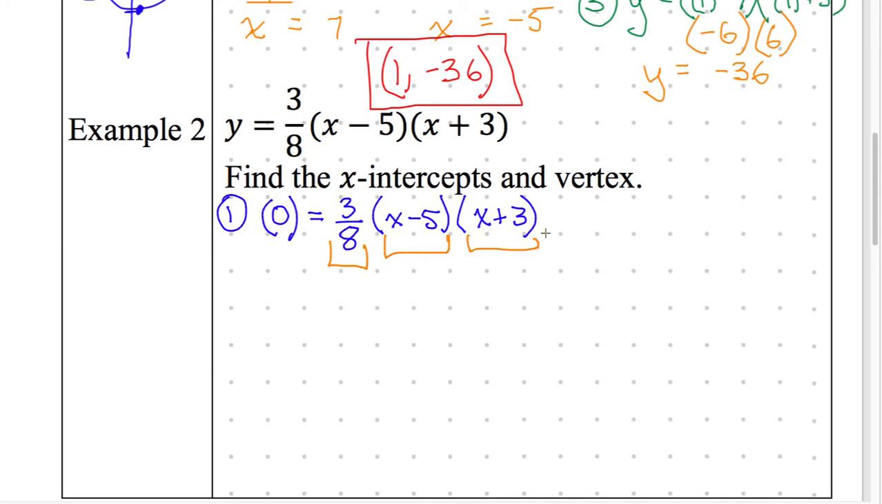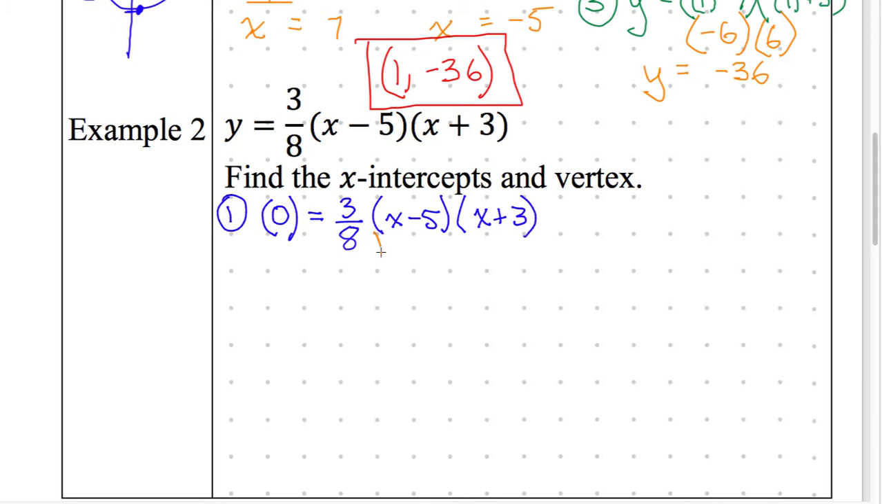Do I have to set all 3 of them to 0? No. Maybe. I don't know. What do you guys think? So the point of the zero product property is saying something times something equals 0 means that something or that something is 0. But the whole thing is we have to figure out which one of these is 0. Can 3/8 ever be 0? No. It doesn't make sense to set 3/8 to 0. We know that's not going to be an answer.